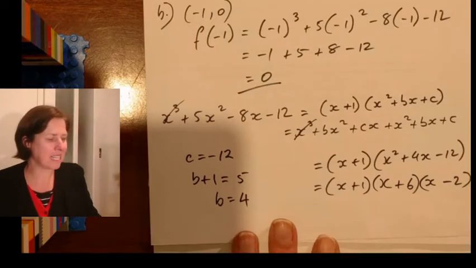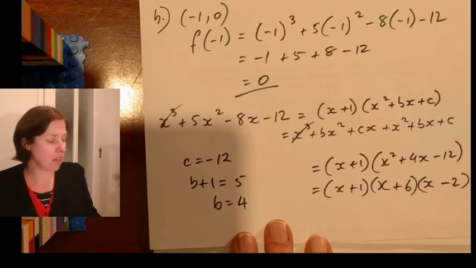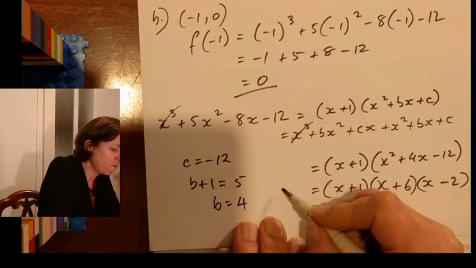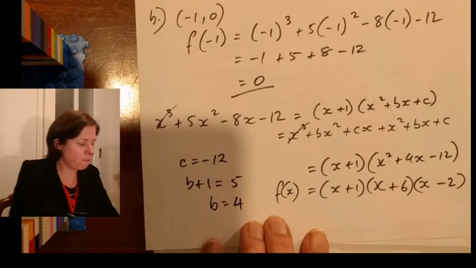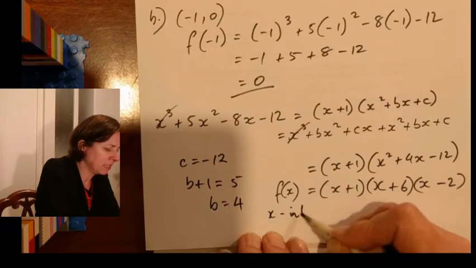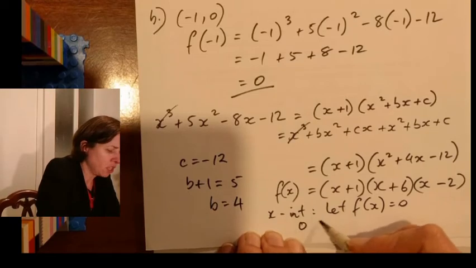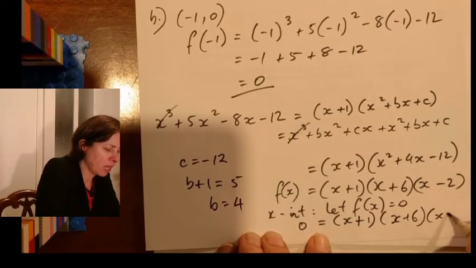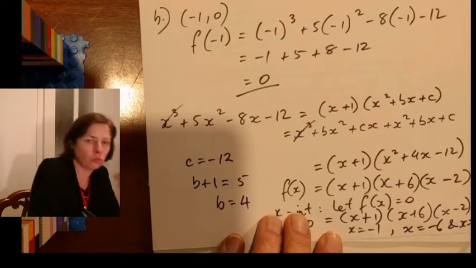So I can find the other two, not stationary points, I'm now looking at x-intercepts. So this is f of x. I've rewritten f of x in this form. So to find x-intercepts, I let f of x equal 0. So I get 0 equals x plus 1, x plus 6, and x minus 2, which gives me x equals -1, x equals -6, and x equals 2.